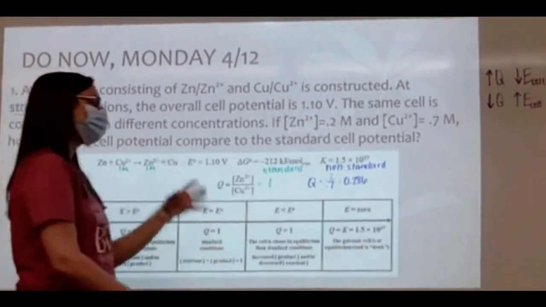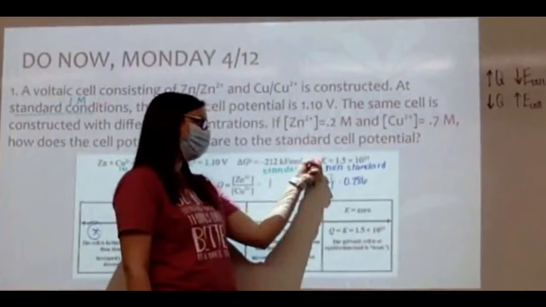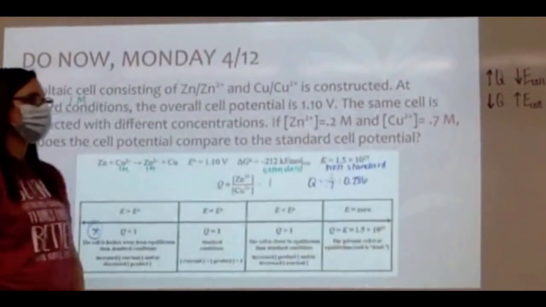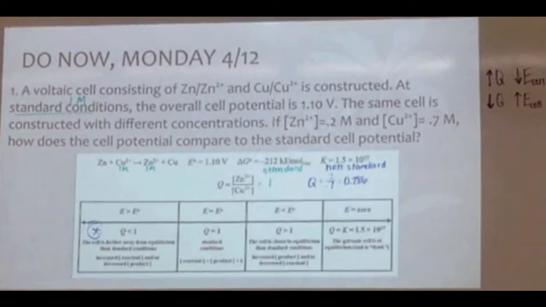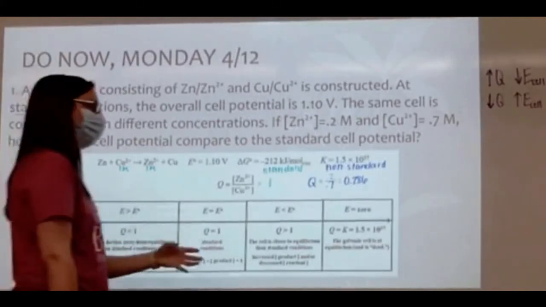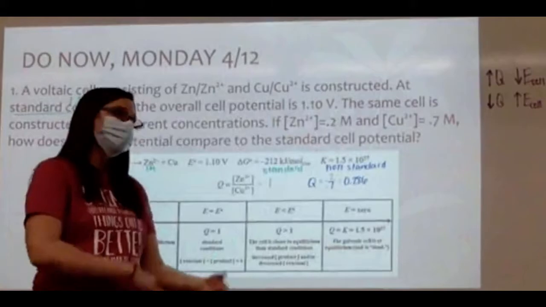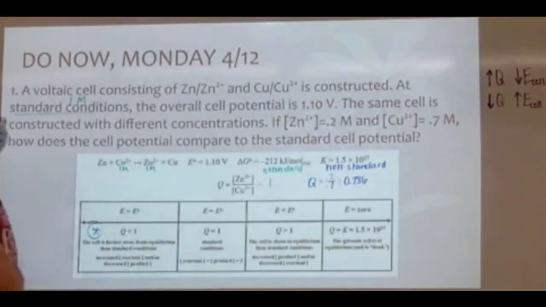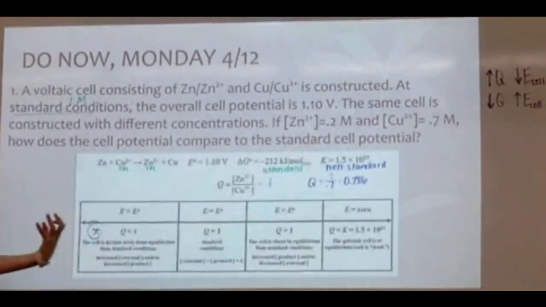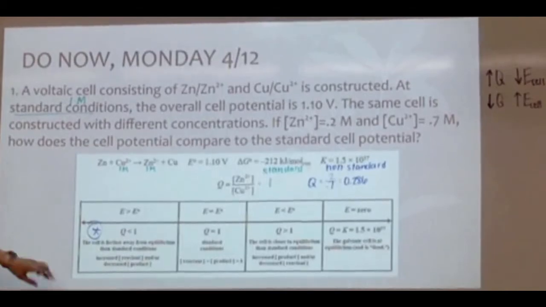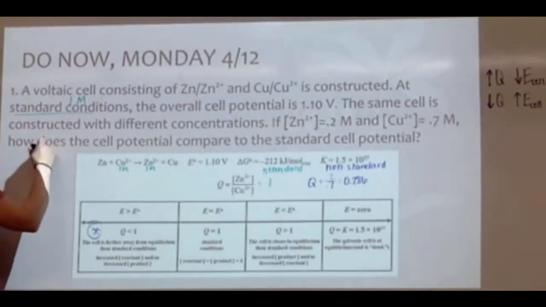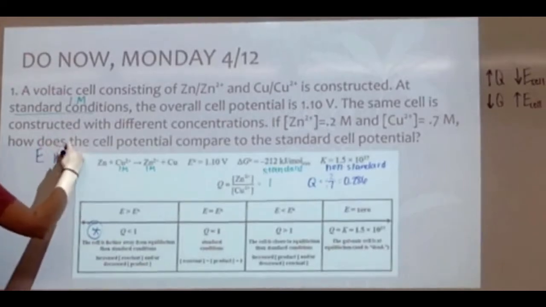Because remember, the goal to get to equilibrium is to have Q equal K. Look how big this equilibrium constant is. When Q equals K, the cell is at equilibrium. Remember, equilibrium is where batteries go to die, so the voltage is 0. But if Q is less than 1, we are even farther away from this value of K. So since we're farther away from equilibrium, we expect cell potential to increase. I'm just going to say E will increase.